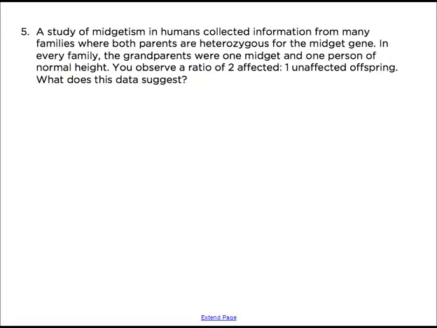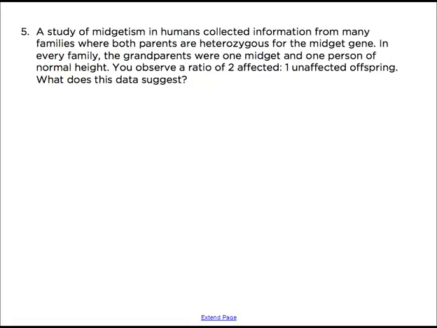Hi. Question 5. A study of midgetism in humans collected information from many families where both parents are heterozygotes for the midget gene. In every family, the grandparents were one midget and one person of normal height. You observe a ratio of 2 affected to 1 unaffected offspring. What does this data suggest?